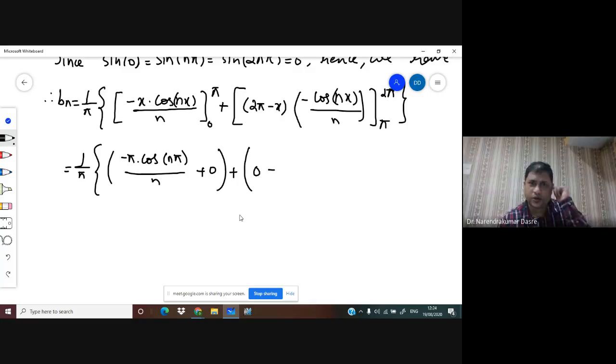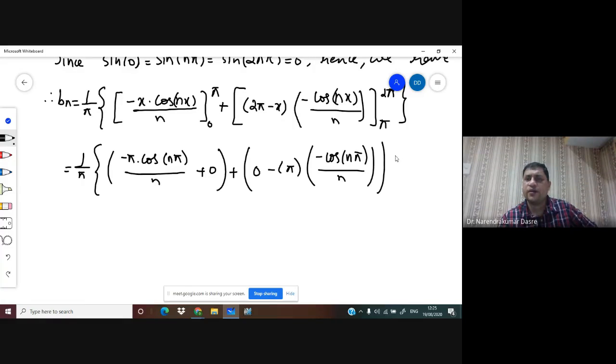So here, if I put 2 pi, then this 2 pi minus 2 pi will be 0. So this term is going to be 0. Now, what happens to pi? If I want to use pi, then this will be 2 pi minus pi, so it will become pi. And here, this is going to be minus cos of n pi upon n. Okay, and that's what we'll be having here.